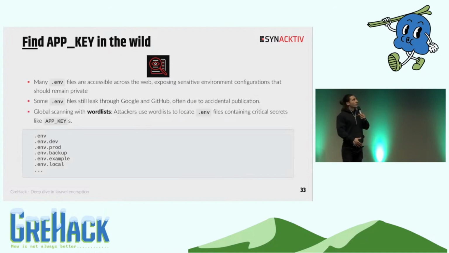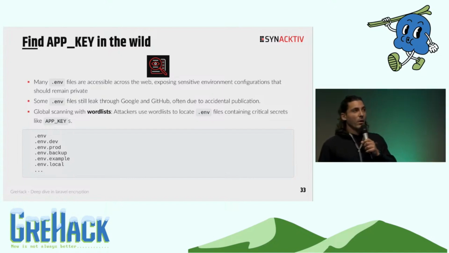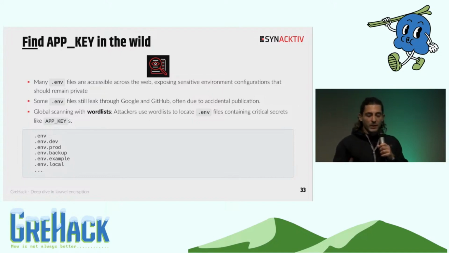Okay, and for this part especially, many .env files are accessible across the web, so it's important to note that this research is done without interacting with the web server. Many environment configurations should remain private, but .env files still leak through Google and GitHub, sometimes due to accidental publication, but mostly it can be by default. And like Androghost did, you can do a global scan with a word list attempting specifically to identify .env files containing critical secrets like app keys, like this following word list.